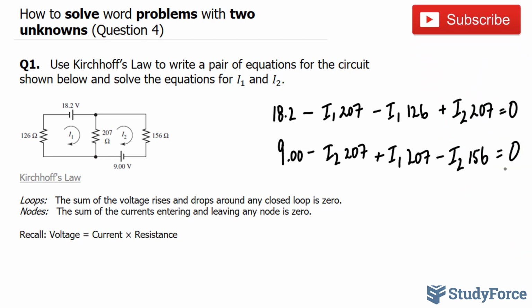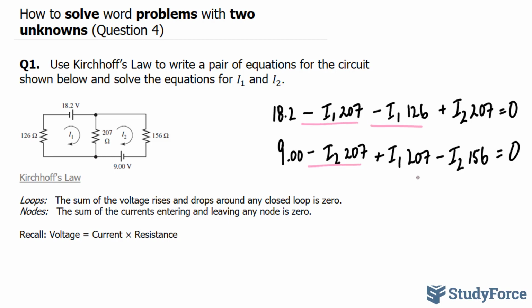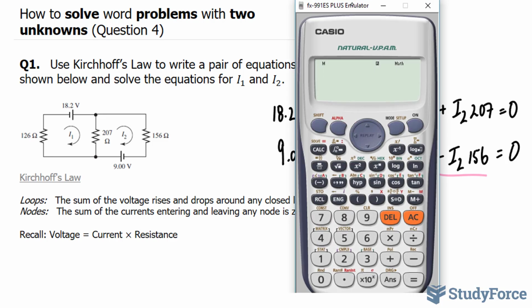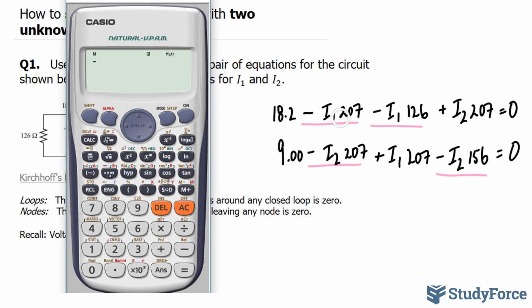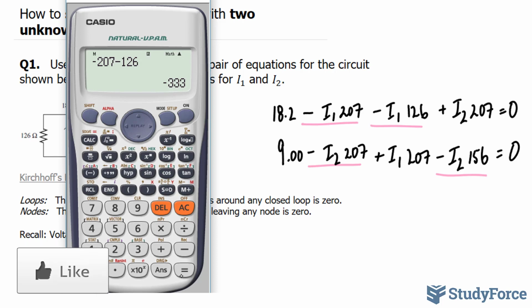Now what we have are two equations with two unknowns. Technically, this is a system of linear equations. This term and this term are alike, and this term and this term are alike, so let's combine them before we start to solve for current 1 and current 2. Combining this one and this one, using our calculator, negative 207 minus 126, we end up with negative 333.